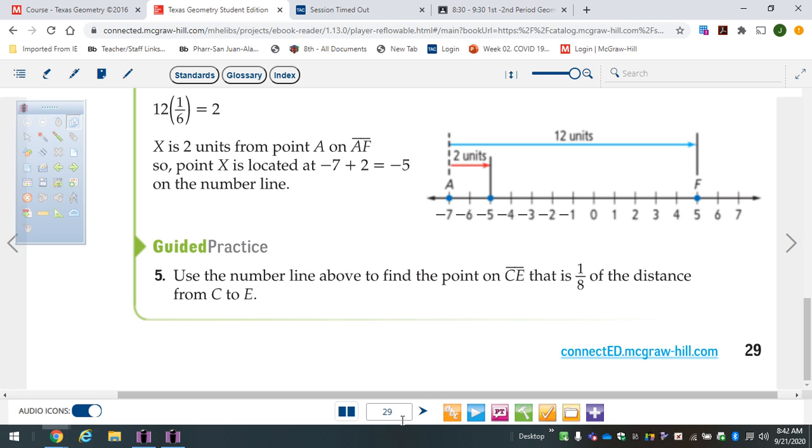If you all want to go on your own book, page 29. If you have 2 devices, you can have your book open. We're on page 29.